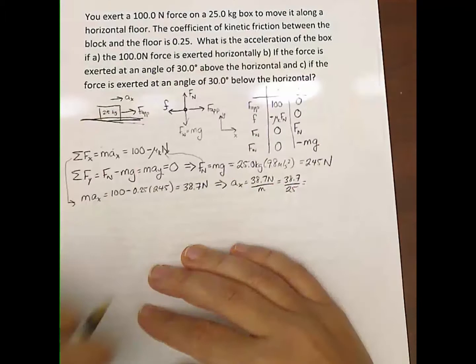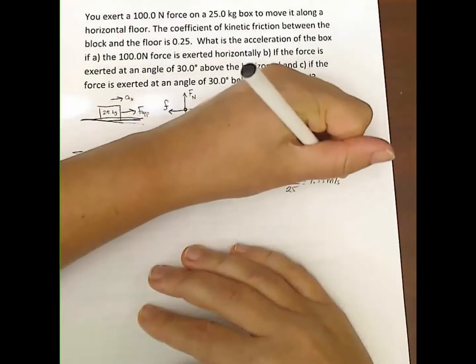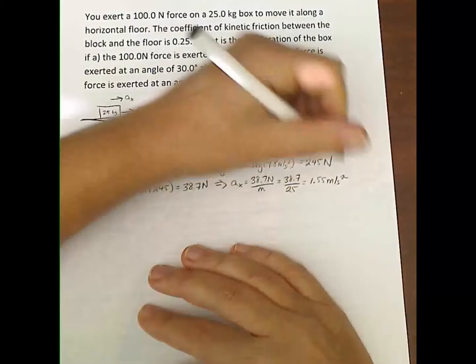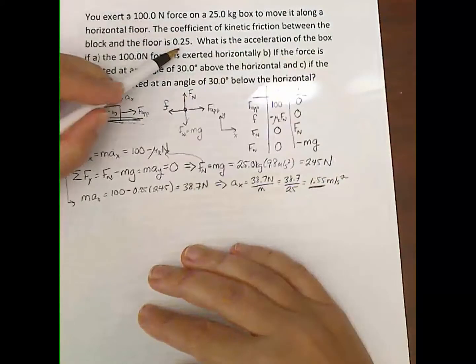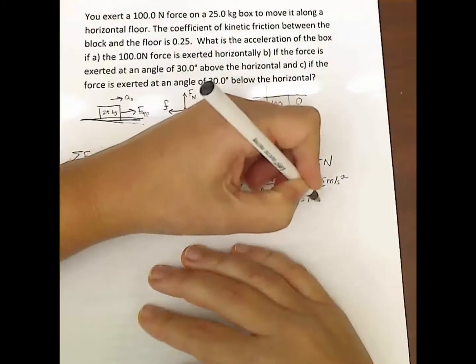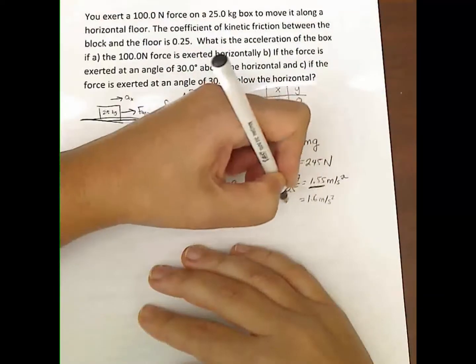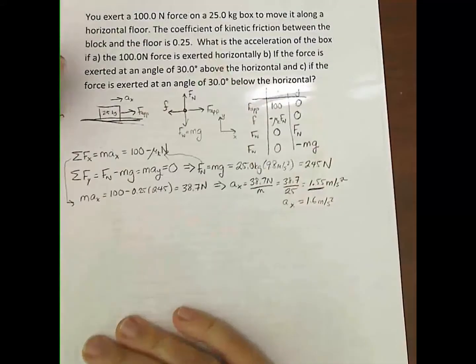And I get 1.55 meters per second squared. And I've got 3 significant figures here, 4 significant figures there, 2 there, so I need to round that to 2, so it's 1.6 meters per second squared if I push horizontally. Okay, so that's my answer for part A.